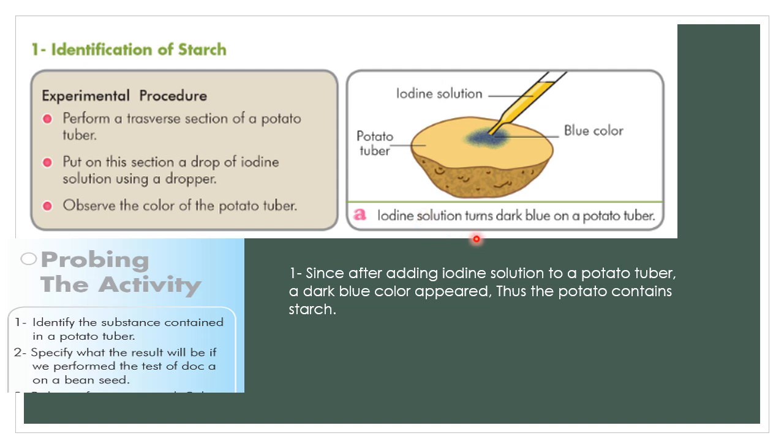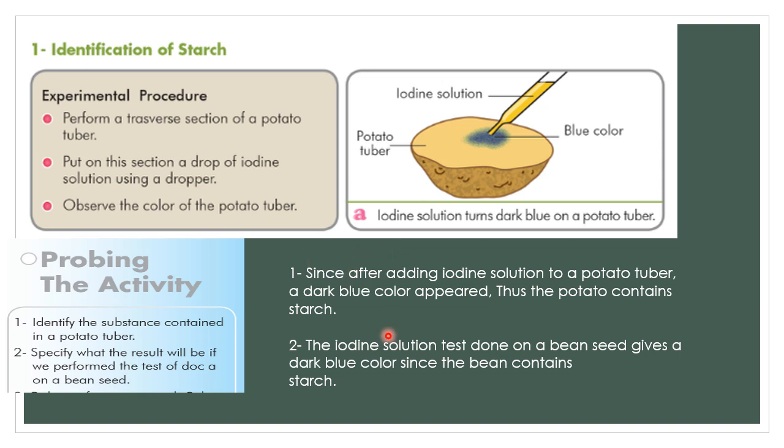Iodine solution turns blue or dark blue in the presence of starch. So when we want to check or to identify the presence of starch, we perform the iodine test. We put few drops of iodine solution on the substrate and observe the color. If the color turns dark blue, this indicates the presence of starch.